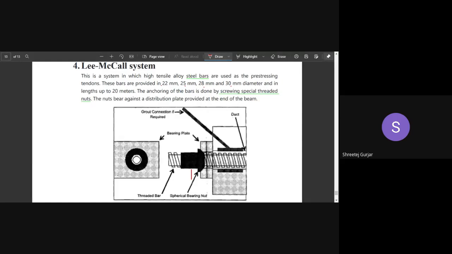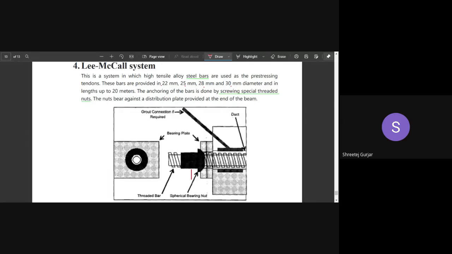Bearing plates are also provided so that the anchoring forces are distributed over a large area of your concrete. In the image you can see a threaded bar, a spherical bearing nut, your bearing plates, and a grouting port, which is optional. If you want to grout, you provide this grouting port so that you can grout your duct later on. So this is how your Lee McCall system works.